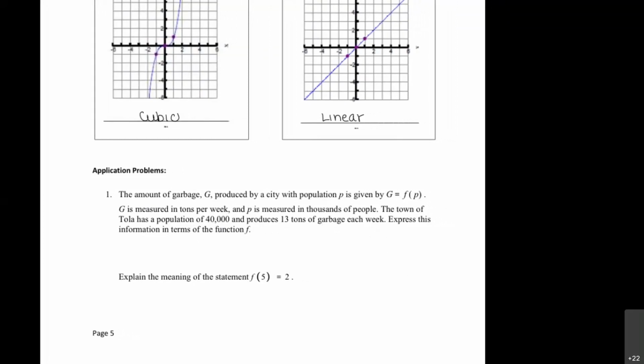Okay, now they're telling you here is your input, this is your P value. Okay, so it's 40,000, but population is measured in thousands. Okay, so this is a scaled number.